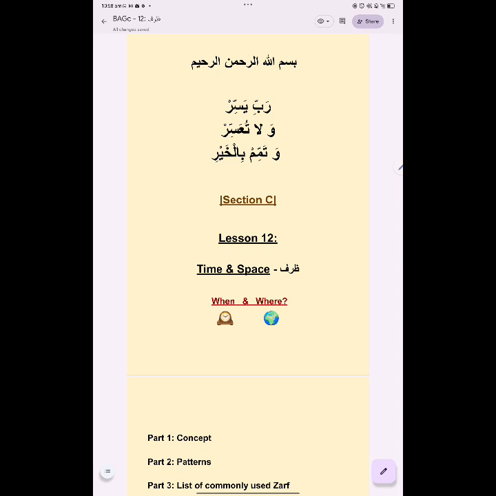So before beginning our lesson, as always, we're going to ask Allah subhanahu wa ta'ala to make this task easy for us to teach as well as to understand. So Rabbi Yasir, Wala Tu'assir, wa Tamim bil Khair, Amin Ya Rabbal Alameen.